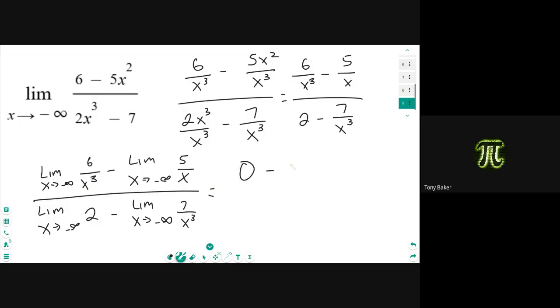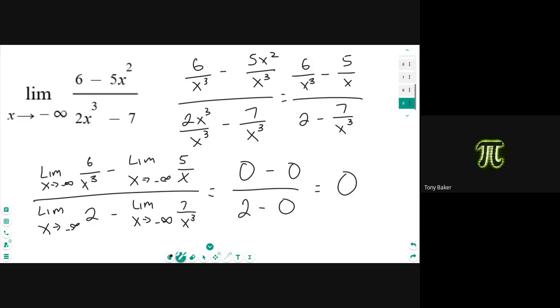5 over x? 0. 7 over x to the third? 2. So the answer is 0 over 2, which is 0. Okay? That is the calculus way to solve that problem. Comes up to the same answer.